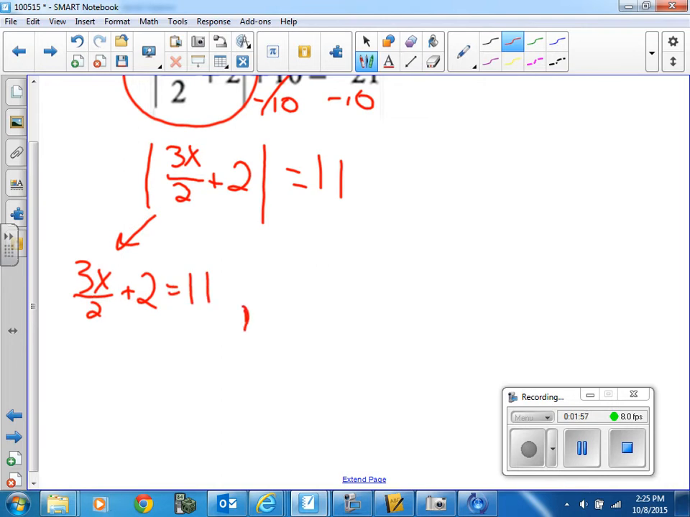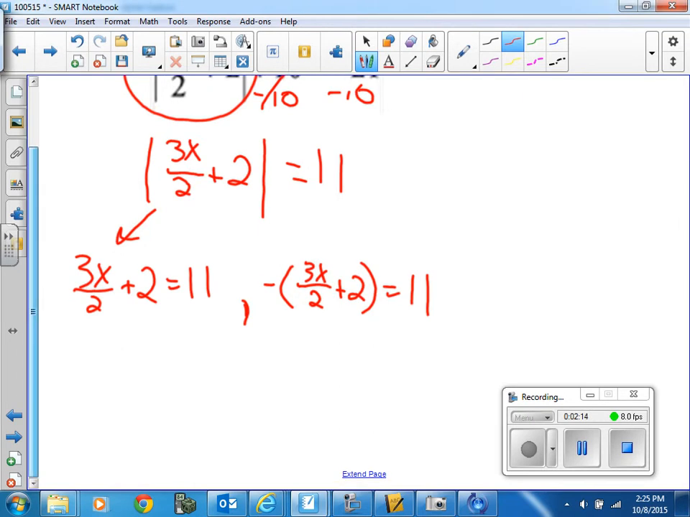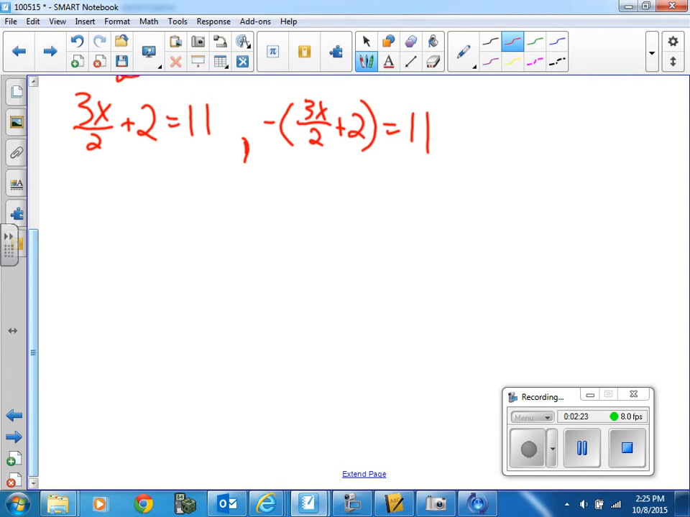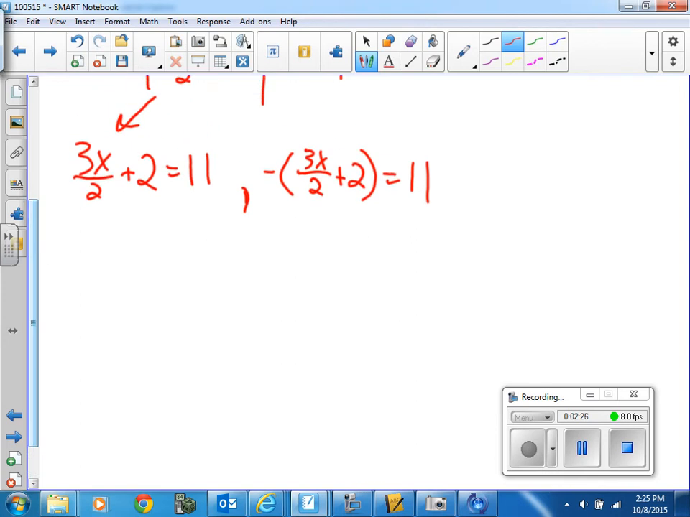My second one will be the negative, parentheses 3x over 2 plus 2, equals 11. At this point, you might not do the step with the parentheses. You might just say, okay, I know that the other side has to be negative, and so you can go ahead and do that. All right, so I'm going to do the first equation. I'm going to subtract 2 here. And I'm going to end up with 3x over 2 is equal to 9.